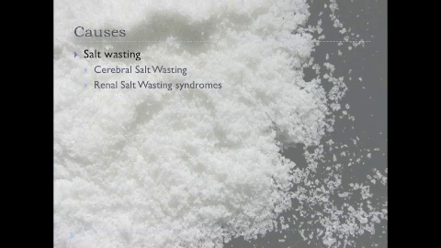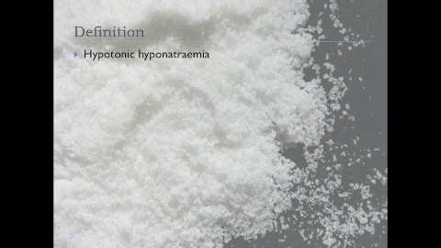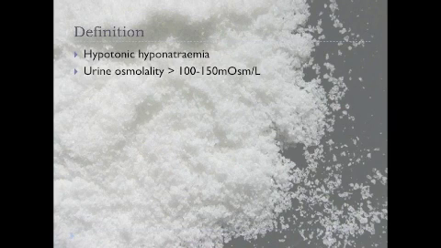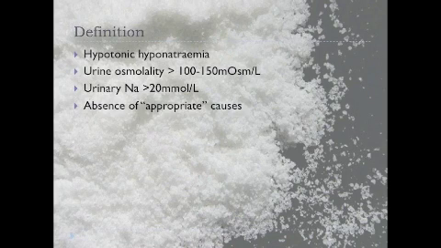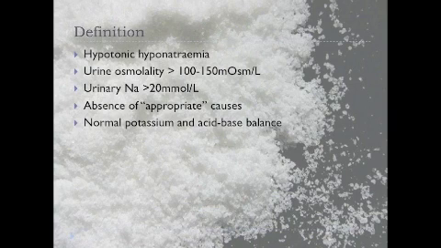The classic syndrome of inappropriate ADH secretion has been defined as follows: hypotonic hyponatremia, urine osmolality greater than 100 to 150 milliosmoles per litre, demonstrating that the urine is not maximally dilute, urinary sodium concentration greater than 20 millimoles per litre, which reflects a normal renal perfusion, absence of other identified causes such as thyroid dysfunction, cortisol deficiency, heart dysfunction, liver disease and renal disease, euvolemia, and normal potassium and acid-base balance.